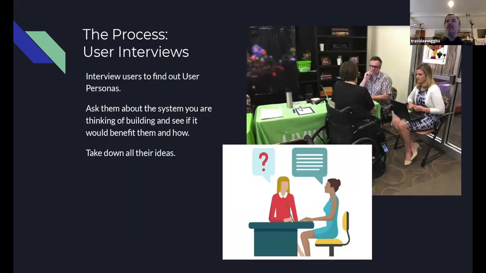And where you get some of that information is from user interviews. Once you think you've identified who your audience is, you can define them more accurately by pulling in some of those people and asking them about the system you're going to build and what would benefit them. You're basically having an interview to validate your initial ideas, to make sure you're not missing anything at this stage.